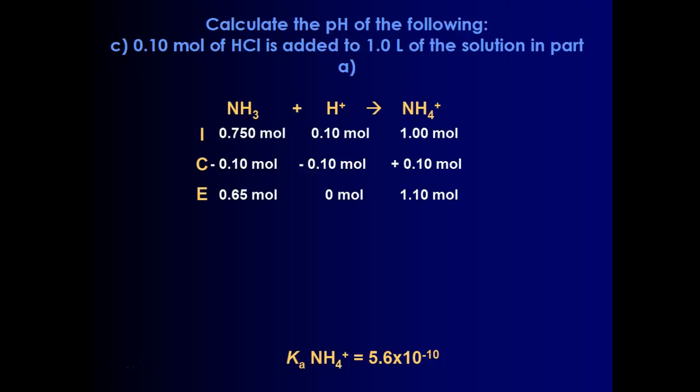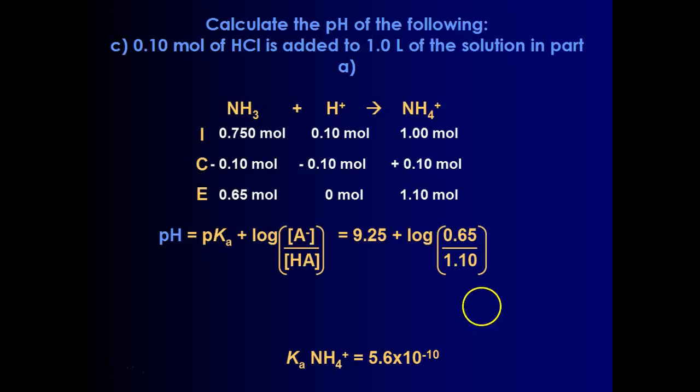So our acidic part of our component has increased, so when we use our Henderson-Hasselbalch equation, we should see that the pH is actually going to drop from that 9.13 we saw in the first part, in part A, and we see that it did drop to 9.02.